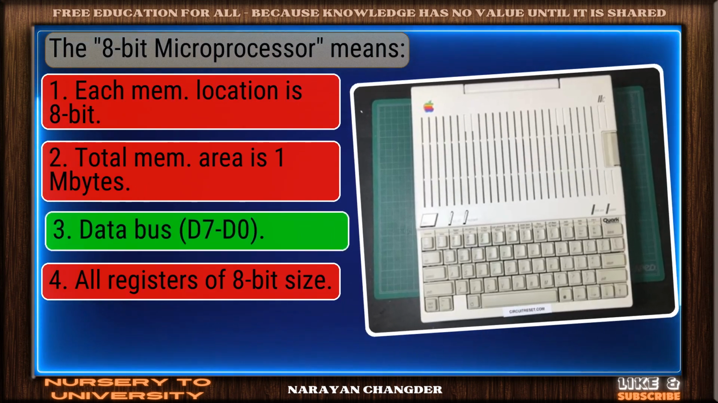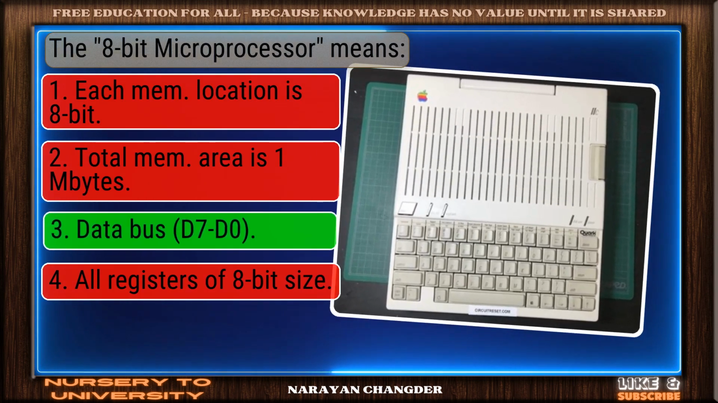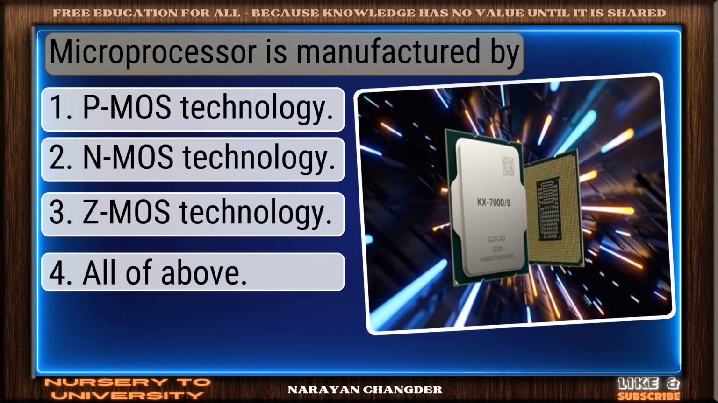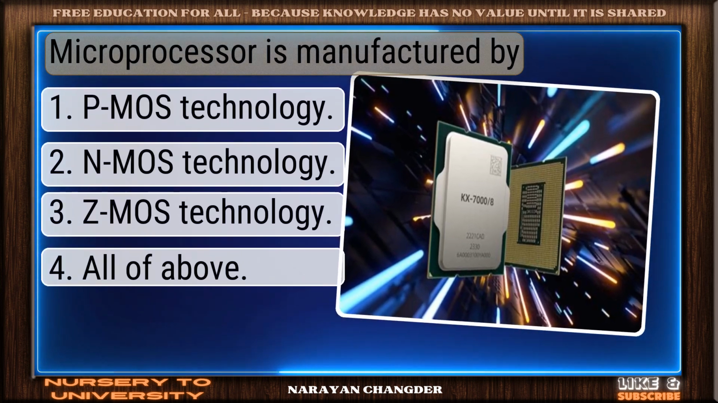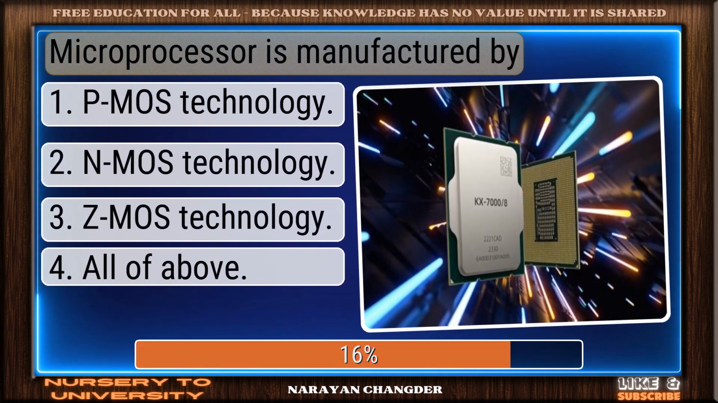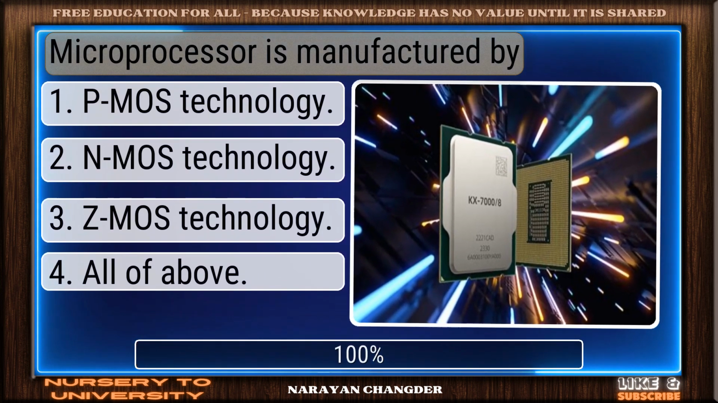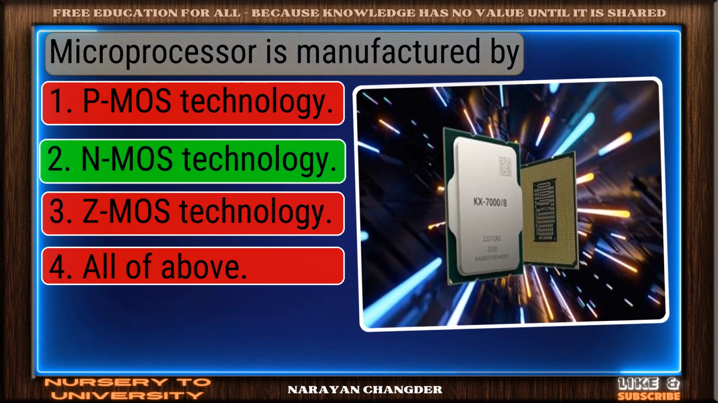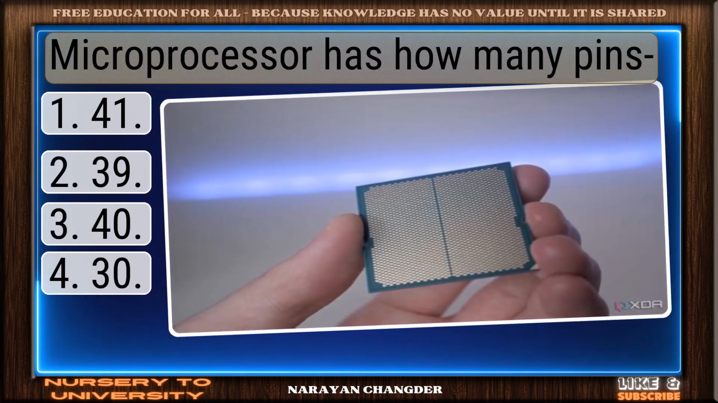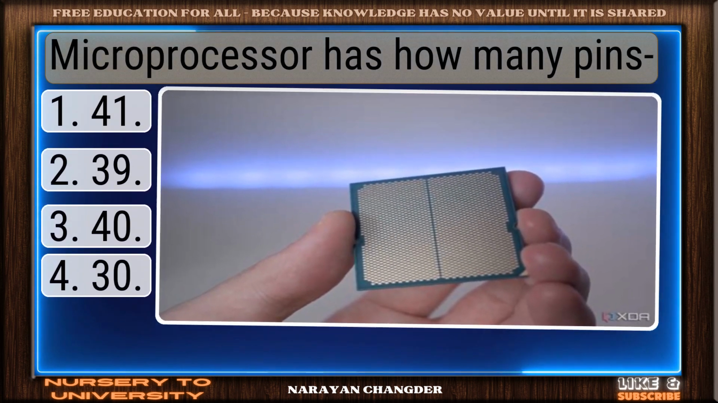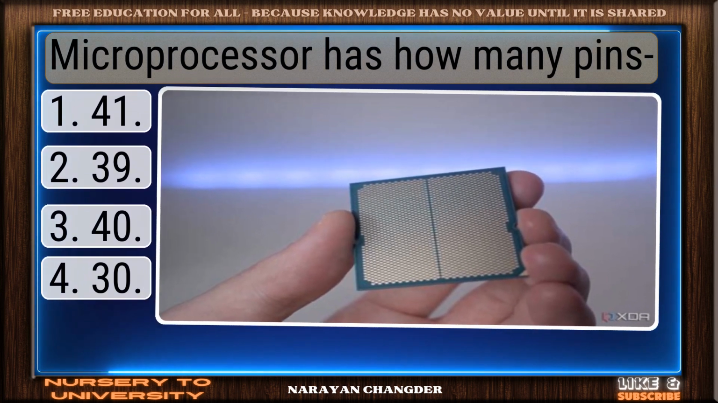Nice work. You chose data bus and it is correct. Question number 59. Microprocessor is manufactured by? Well done. NMOS technology is the right choice. Question number 60. Microprocessor has how many pins?